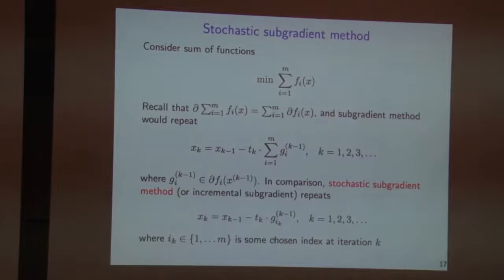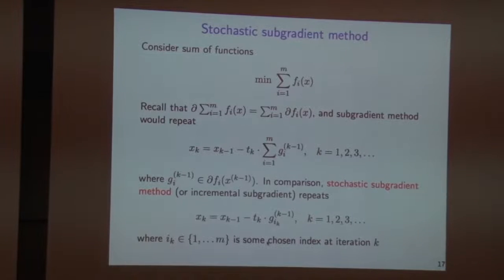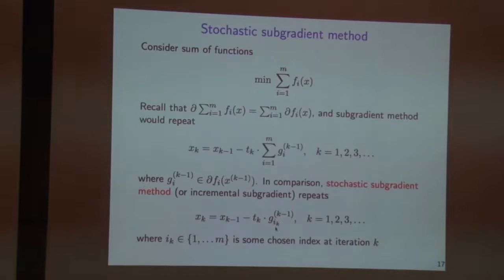And it chooses one of them according to some rule. So again, I'm going to choose some index ik from 1 to m. I'll tell you how to do that in the next slide. And I'll just take the subgradient of that function fik and allow that to describe my update rather than the sum of subgradients, called stochastic subgradient method. So just peek at that for a second because it's an important distinction.